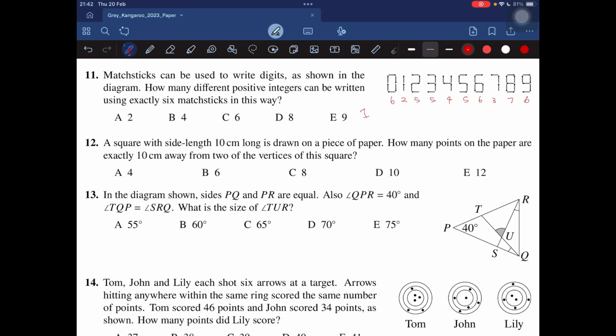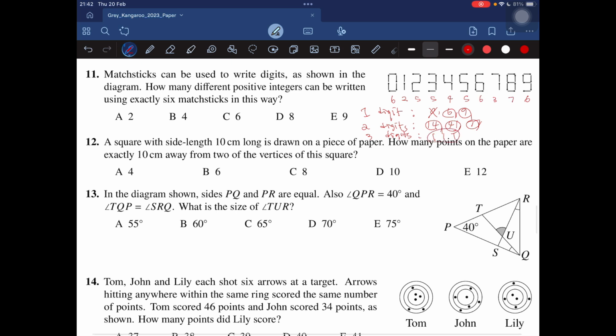So if it is one digit, then we can make 0 or 6 or 9, but 0 is not a positive integer, so we have only 2. And 2 digits, 1 and 4, so 14 or 41 or 77. 3 digits, 111. No, I mean 111 is 1, 6.